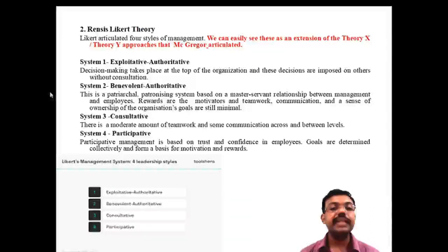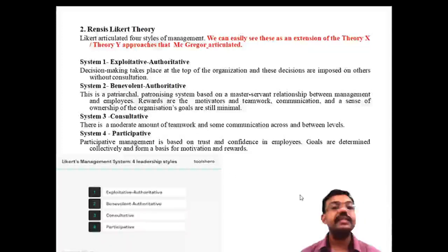So the participative management is based on trust and confidence in the employees, and goals are determined collectively from the base of motivation and reward. എന്ത് കാര്യങ്ങൾക്കും എംപ്ലോയിയുടെ പാർട്ടിസിപ്പേഷൻ അവിടെ എൻഷുർ ചെയ്യാനായിട്ട് ശ്രമിക്കും. So this is a contribution of Rensis Likert. Likert articulated 4 styles of management.